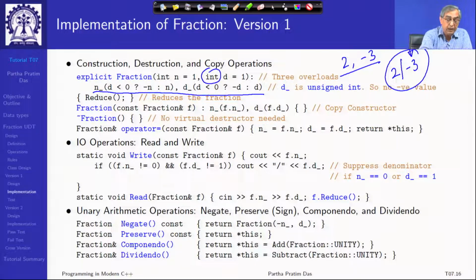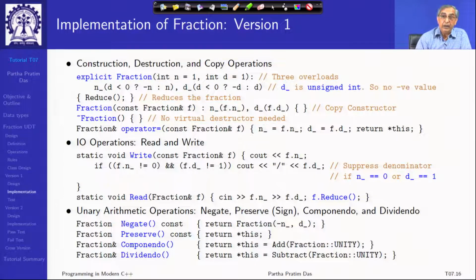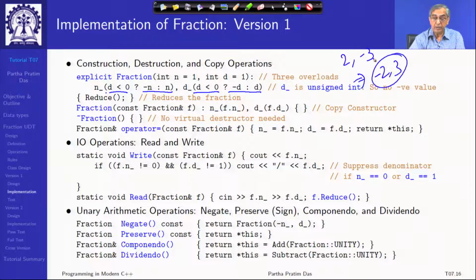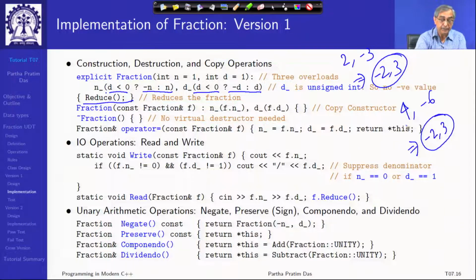So, what I have to check before the data members are initialized is that if d is negative, then I have to flip the sign of d, and also flip the sign of n to keep the value. So, if it is given as 2 minus 3, eventually I make it as minus 2 3 and construct, and then do the reduction. So, that if I have 4 minus 6, then I actually will get minus 2 3 in the representation.